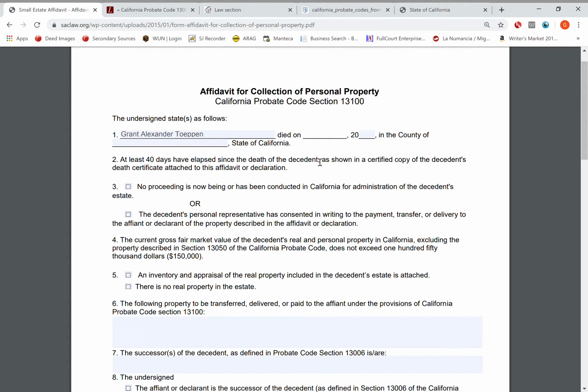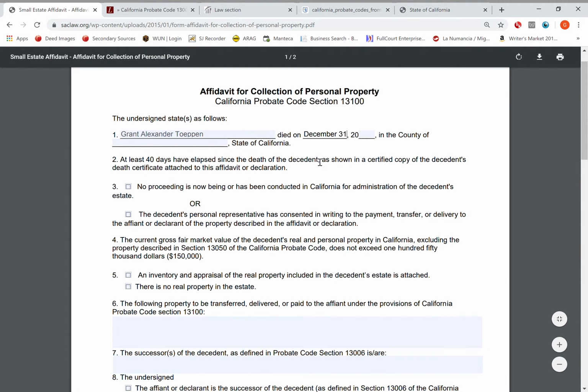Died on. Let's give me a nice full life. Let's say I died on December 31st of 2099. It's a long time. I guess I was a cyborg or something. In the county of San Joaquin. That's where I usually practice. So let's put San Joaquin, state of California.